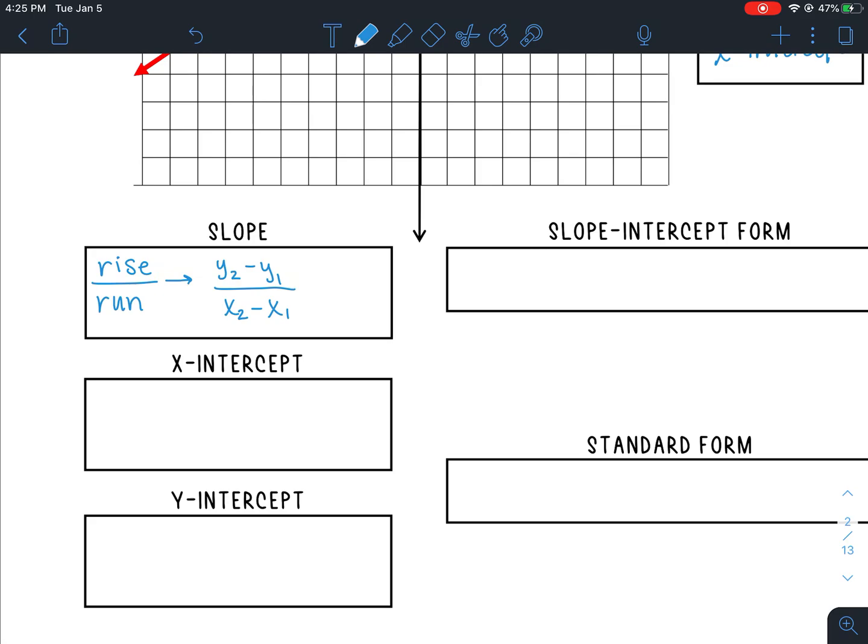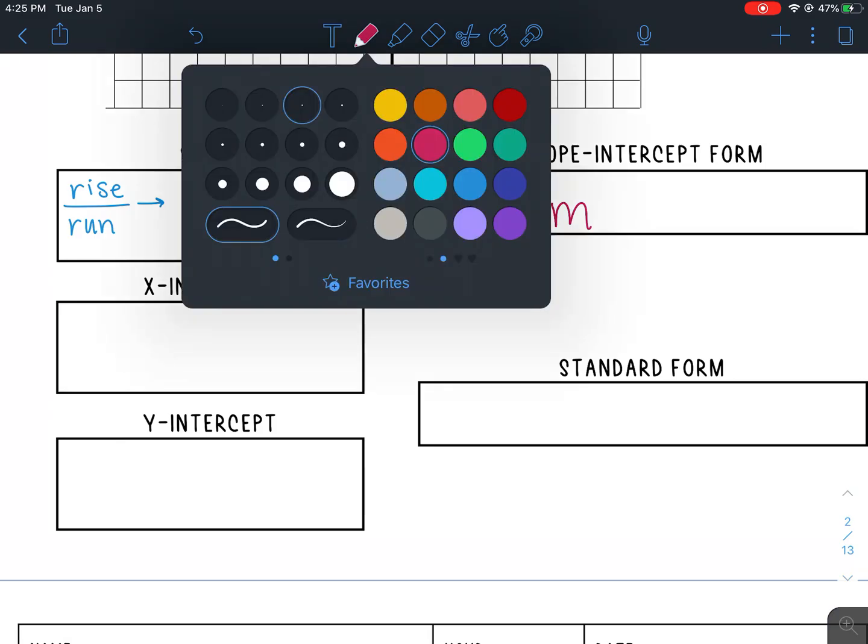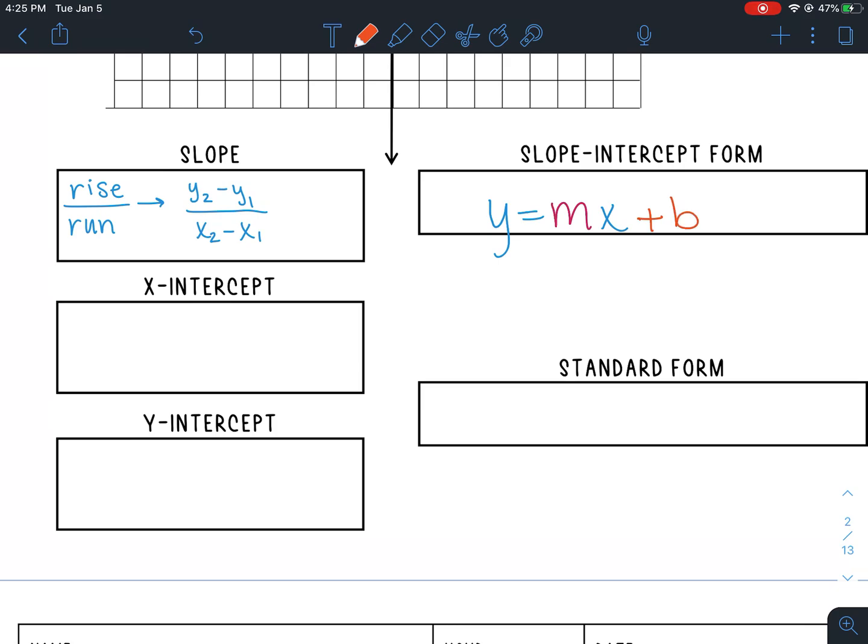Now there are some other things that I'm going to preview here for you. Some of you may remember slope-intercept form from middle school, so let's write that down here. So that is y equals m x plus b. m is always going to be a number, and I'll talk about what that is, and then we have another number here, plus b. Okay, so b is going to be my y-intercept. And that m is going to be my slope.